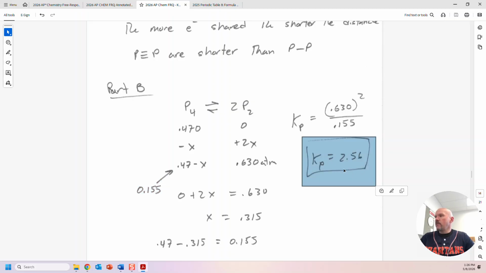Remember, we don't need units for equilibrium constants. But if we did, right, this was atmosphere squared over atmospheres. So if we did, it would just be atmospheres in this case. All right.